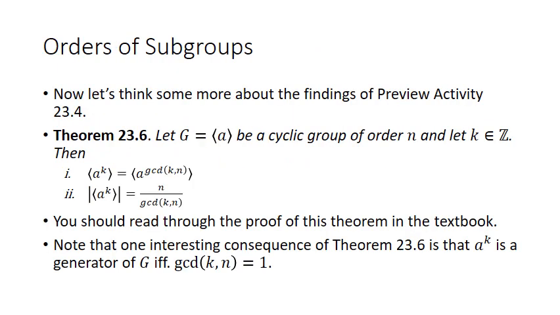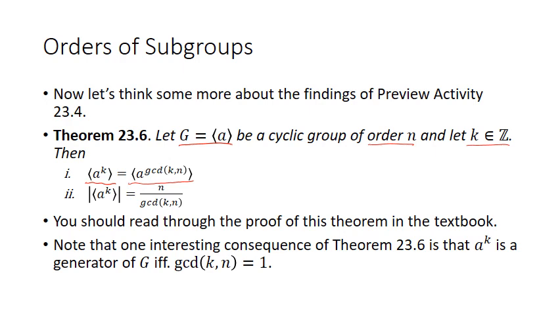Okay, so now let's think a little bit about the order of subgroups. And this is going to take us back to that part B that we were trying to think about in preview activity 23.4. So theorem 23.6 says let G equals angle bracket A be a cyclic group of order n, and let K be an integer. Then we have the following two results. So the cyclic group generated by A to the K is actually exactly the same as the cyclic group generated by A to the GCD of K and N.